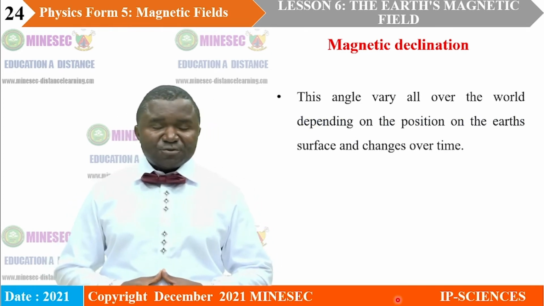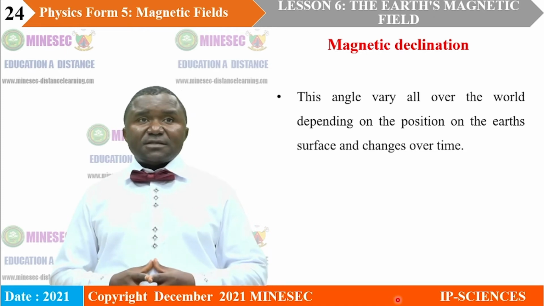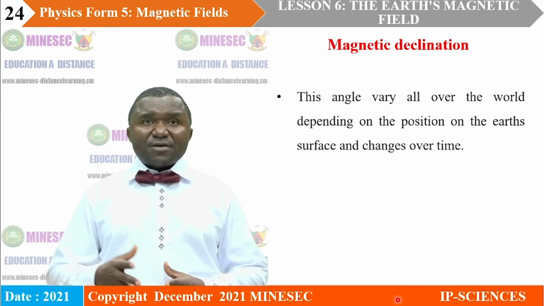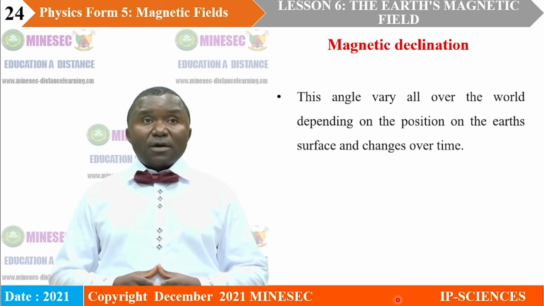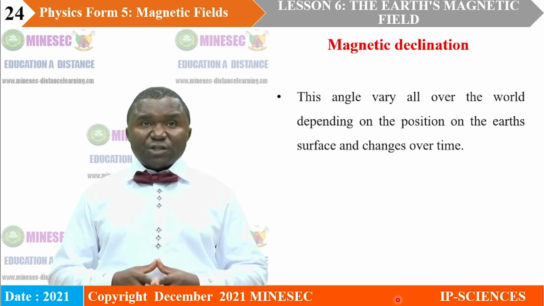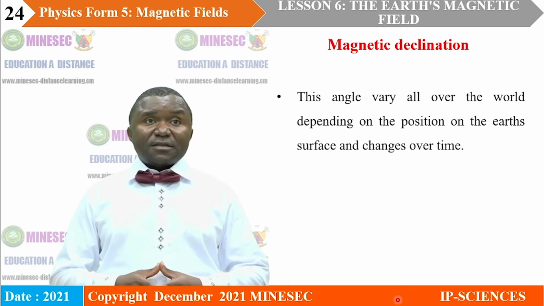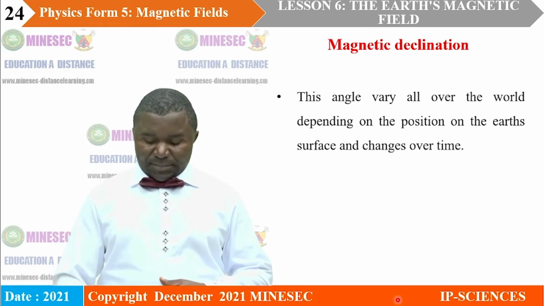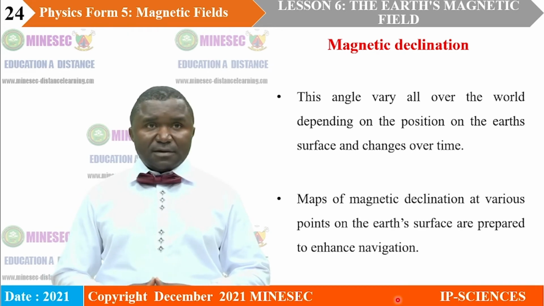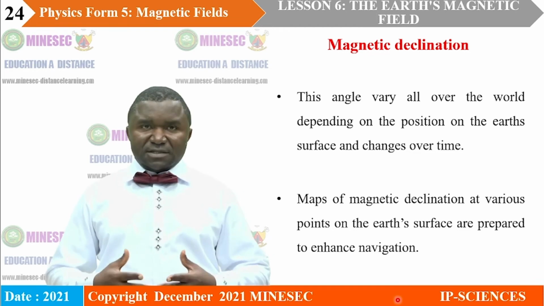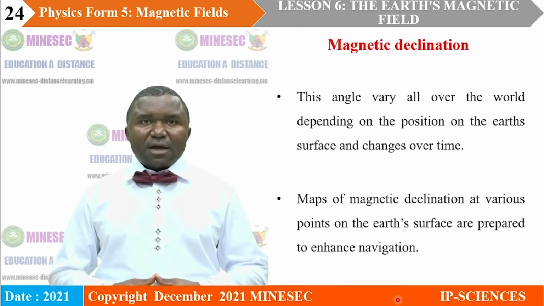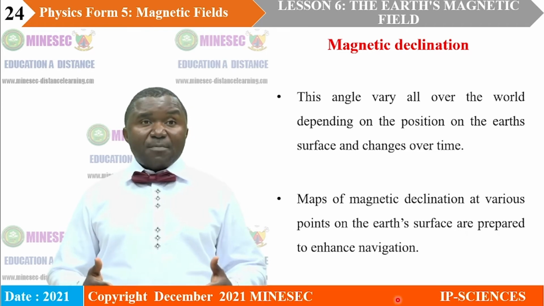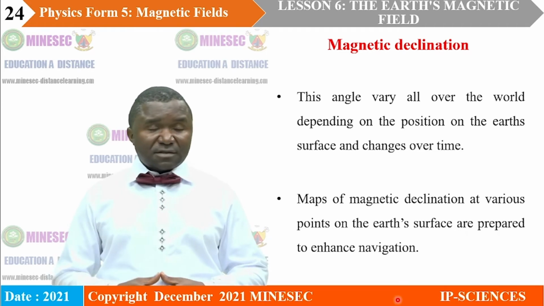Magnetic declination. This angle varies all over the world depending on the position on the Earth's surface and changes over time. So it is not constant. Maps of magnetic declination at various points on the Earth's surface are prepared to enhance navigation.